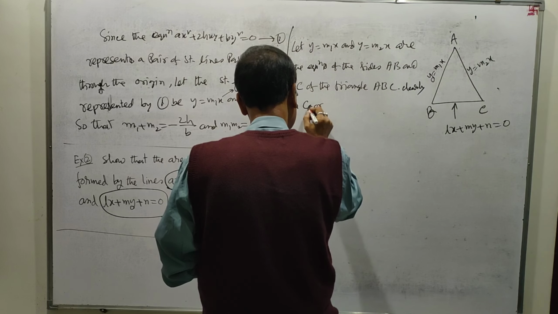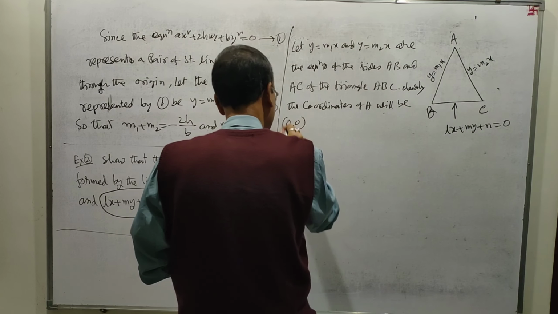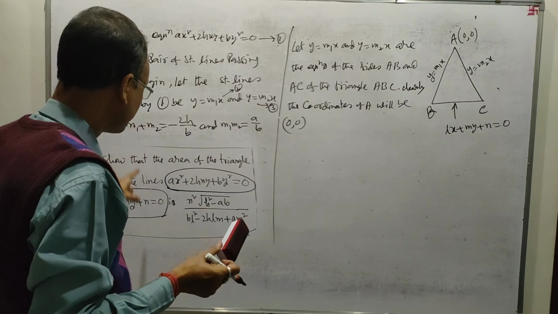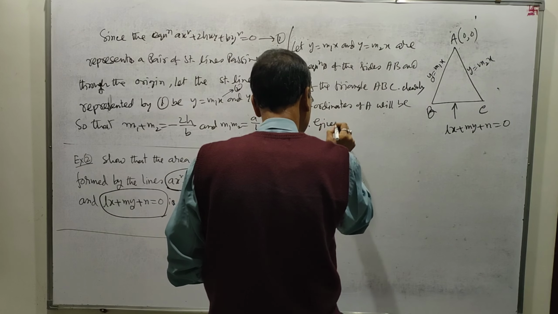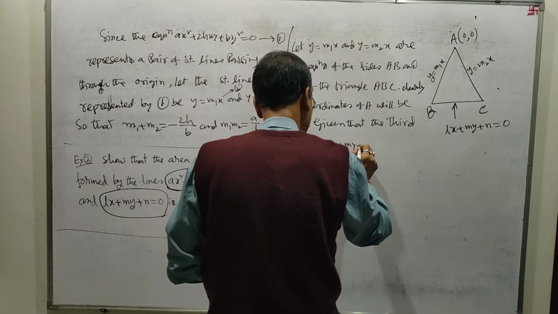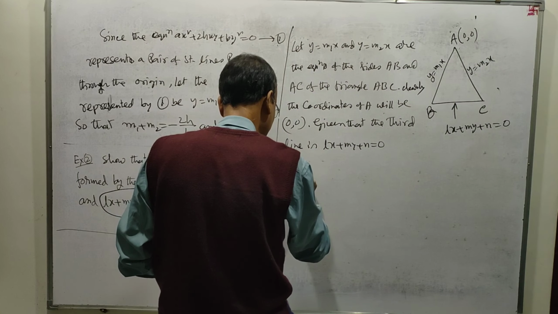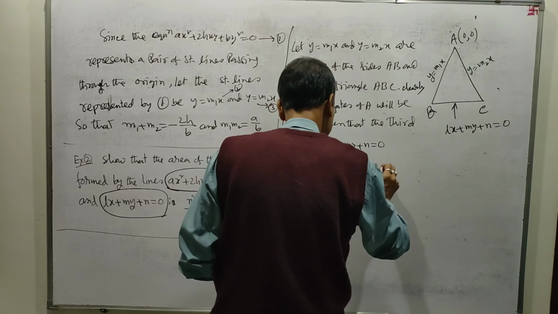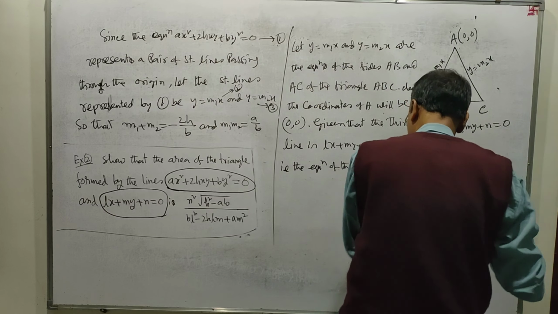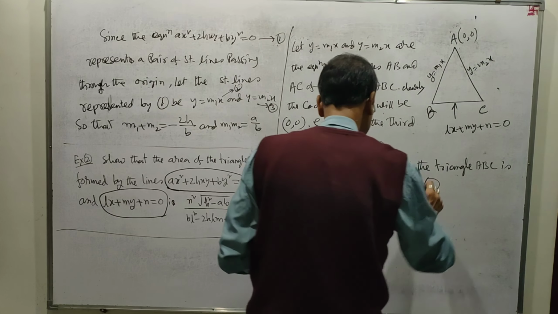The coordinates of A will be 0, 0. Given that the third line is Lx plus My plus n equal to 0, that is the equation of the side BC of the triangle ABC. Suppose this is number 4.